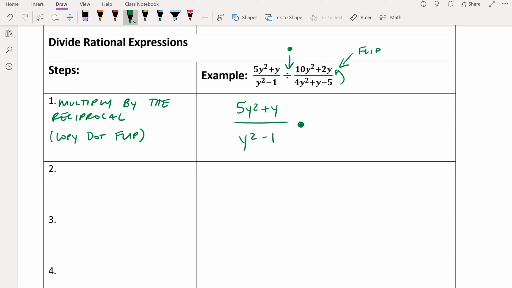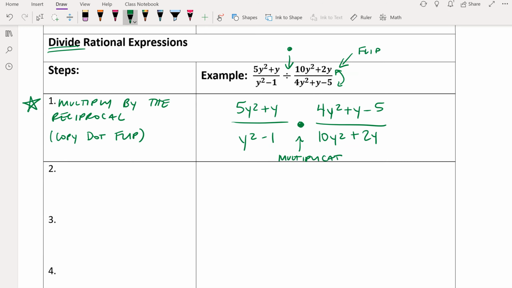Then dot, and then flip the second one. So that means we need to switch the numerator and denominator. So we get 4y squared plus y minus 5 on top. And then in the denominator, we get 10y squared plus 2y. Okay, now that we've done this first step, that's unique to division. When we're dividing, we have to do this. Now that we've done that, we've turned the problem into multiplication. So what can we do? We can follow all the same steps as the multiplication problem.